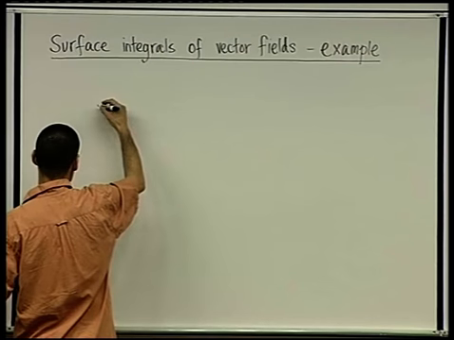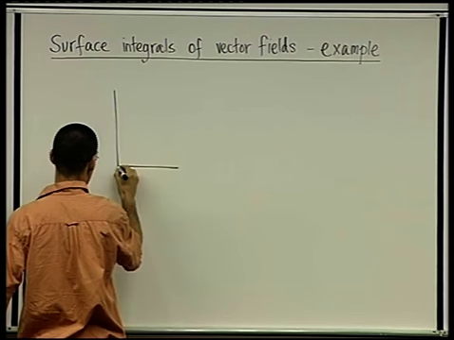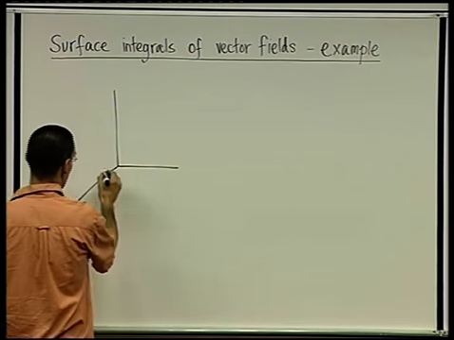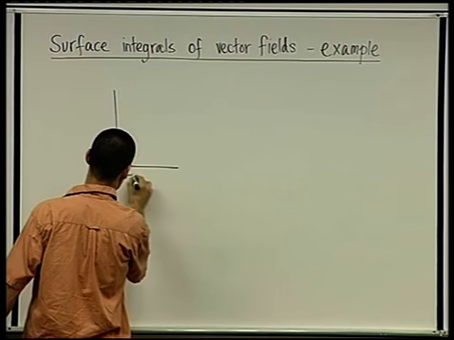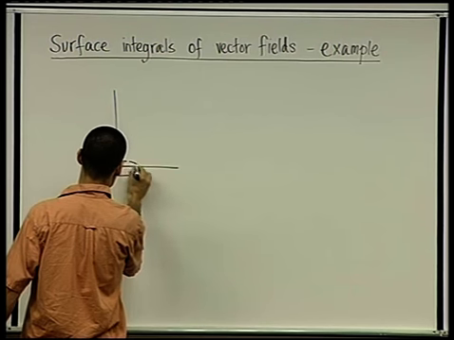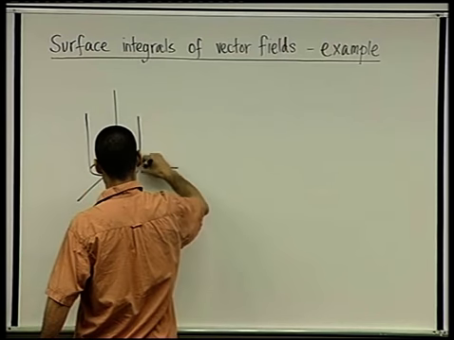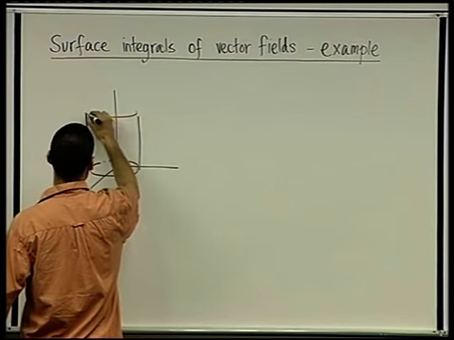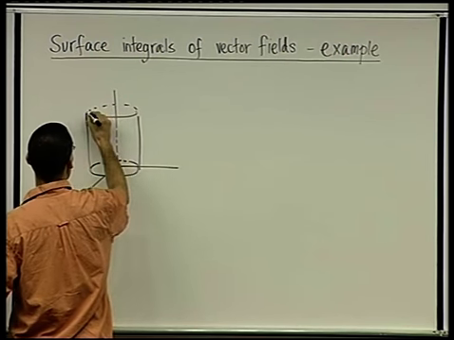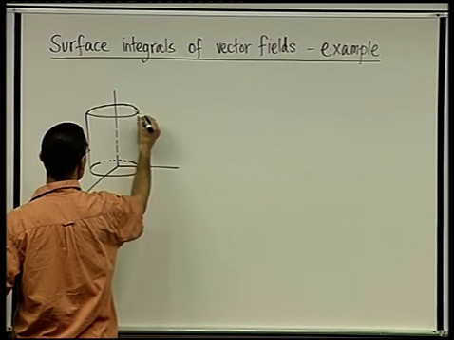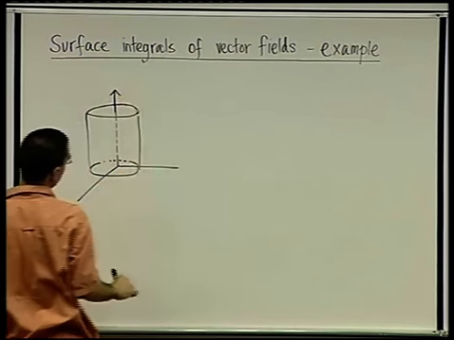So here's our surface. It's going to be a cylinder sitting on the xy plane. So here's the bottom of the cylinder sitting on the xy plane, and the top is going to be up here somewhere. And this is dotted because it's behind, and in fact this is not because we can see it. So this is our surface.